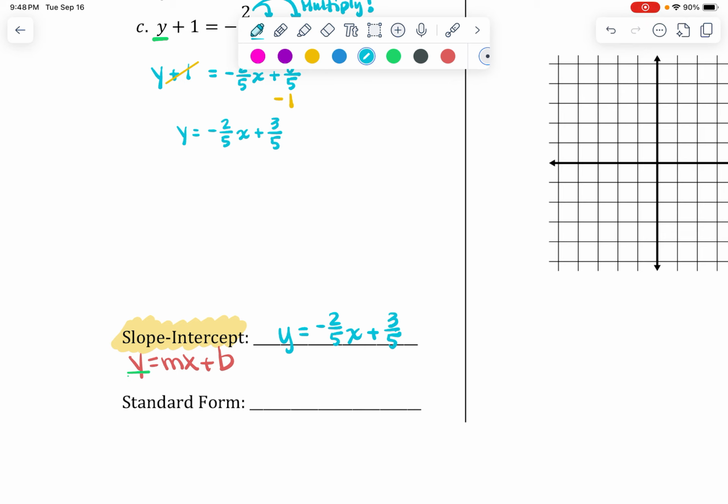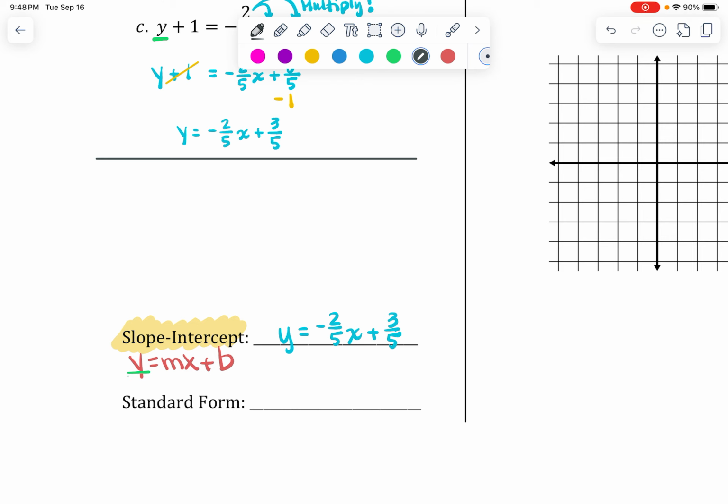Now, if you want to pause the video for a second and try to do the standard form by yourself, that would be an awesome idea, right? And then see if you can get the right answer from there, right? If you don't want to, that's okay. All right, so we now need to get it into standard form. Okay, so I'm going to kind of draw a little line here.